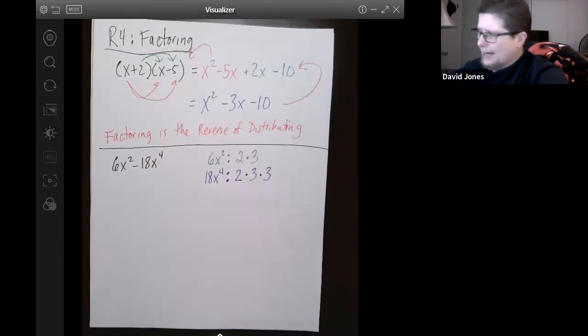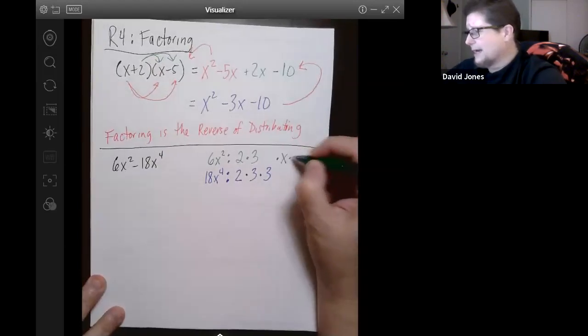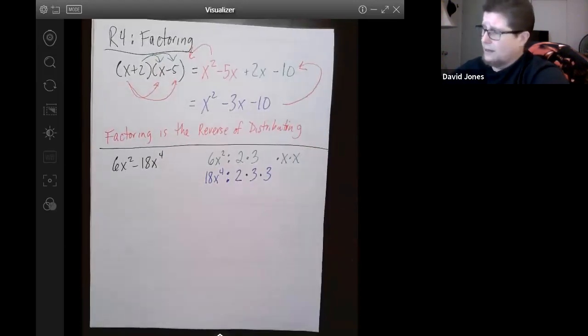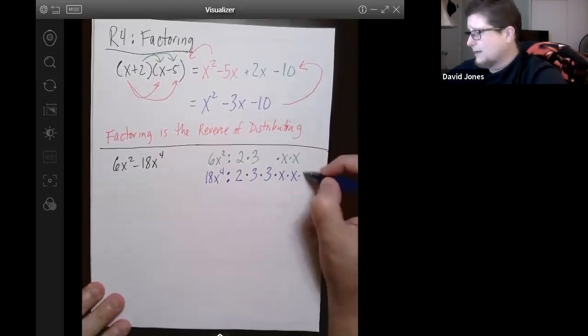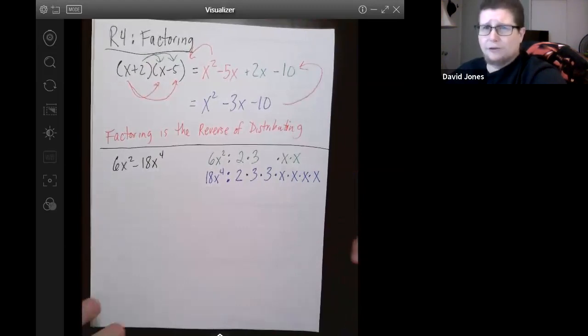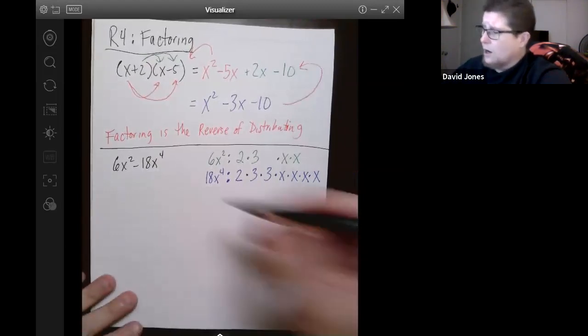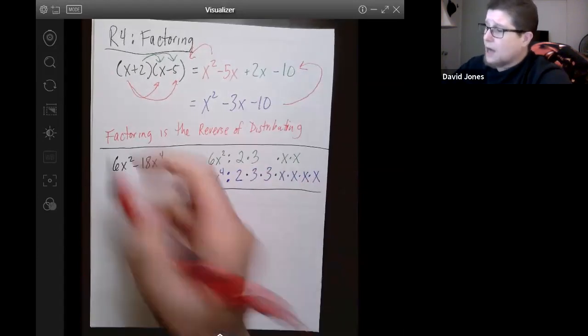Then I'm going to go with the x's. The x squared has an x and an x, and the x to the 4th has 4 x's. Now, normally I wouldn't do this many x's. I would write x squared, but to start off with, it's handy to show you should factor everything down to its prime versions. What I'm going to do then is look for the greatest common factor.